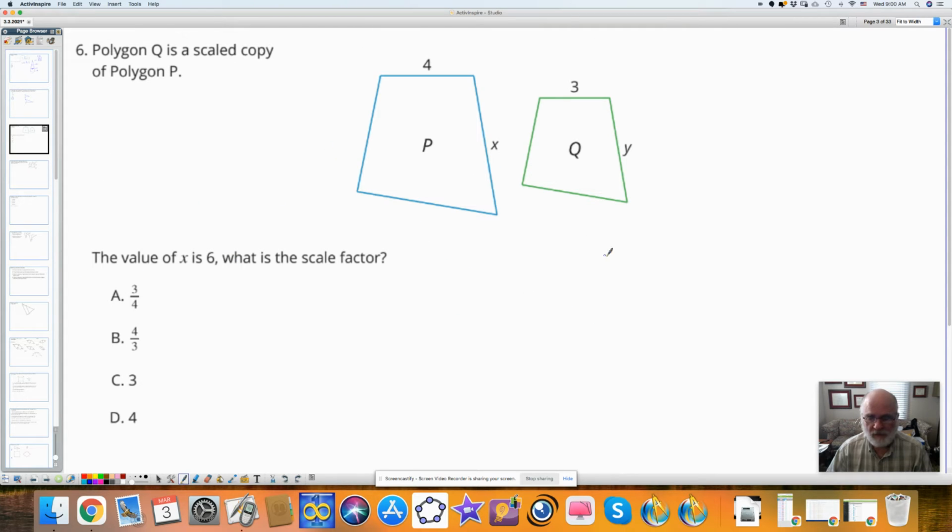What is the scale factor? Again, when you're going from something, you multiply it by a scale factor to get to where you're going. We're going from the blue to the green, so we have 4 times our scale factor, which we don't know yet, is equal to 3. Divide both sides by 4, our scale factor is 3 over 4, or 0.75. 3 over 4 works. Getting smaller from blue to green.